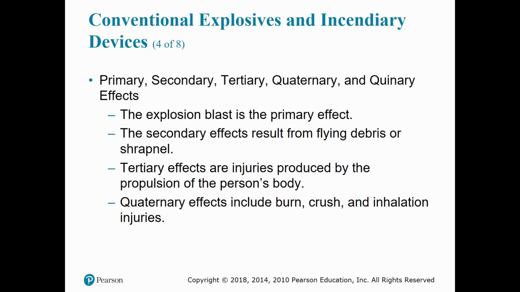Quaternary effects are from secondary burns, building collapsing down on them, or any inhalation injuries. Quinary effects result from environmental exposures such as bacteria, chemicals, radiation, fuels, and metals. The World Trade Center attack produced primarily quaternary and quinary injuries from the fire, building collapse, and exposure to toxic contaminants. So even people that were not inside the World Trade Center when it collapsed, those that were running away from it, were subject to quaternary and quinary injuries.